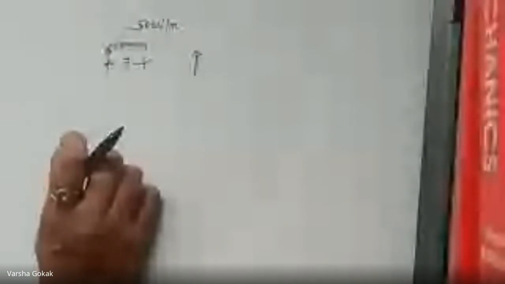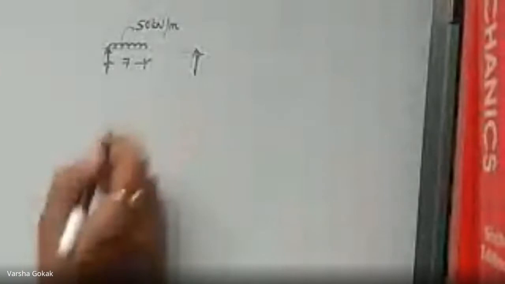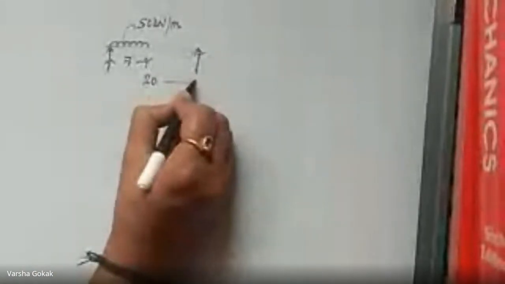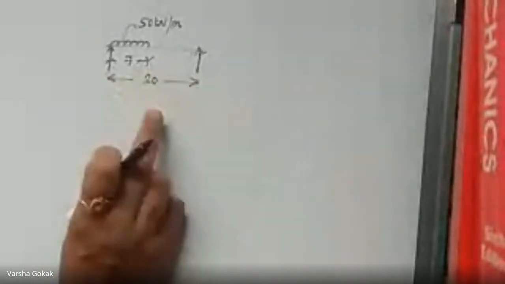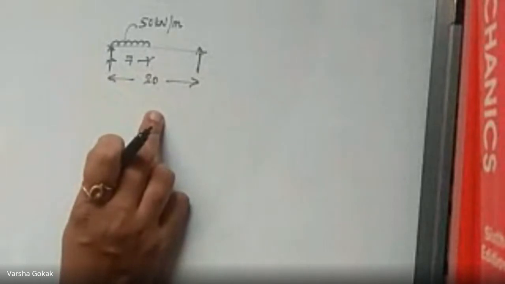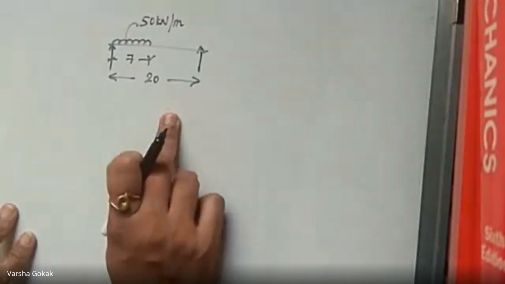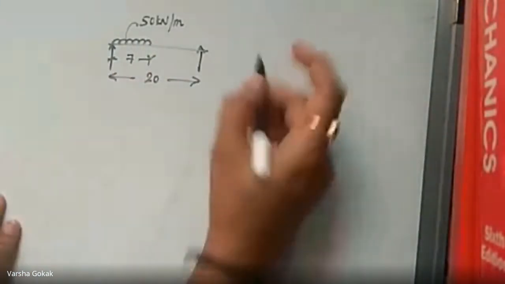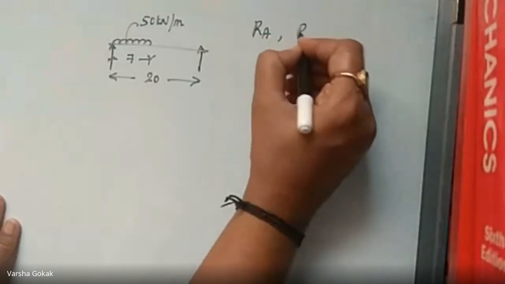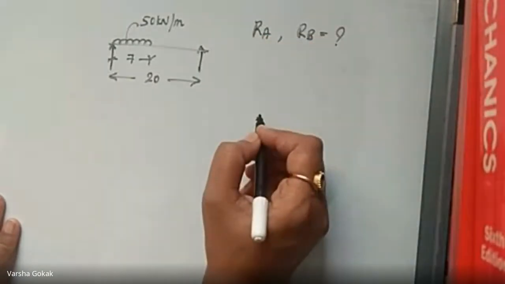So the UDL is spanning only 7 meters, right? It is rolling over a simply supported girder of span 20 meters. So the entire length of the simply supported beam is 20 meters. On that, there is this 50 kilonewton per meter UDL, which is rolling, right? We have to find the reaction at A and reaction at B, RA and RB. We need to find them from the influence line diagram.